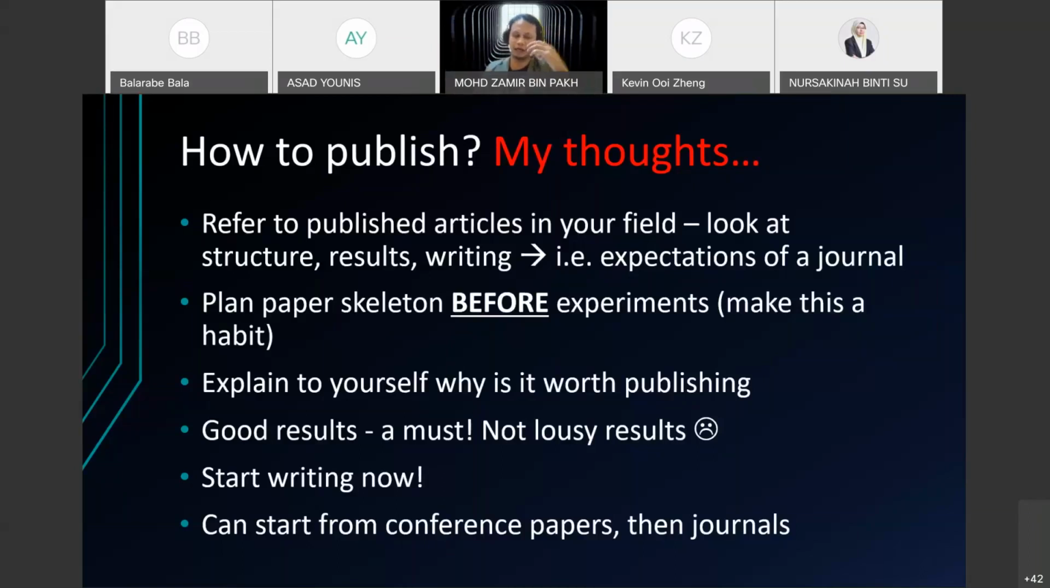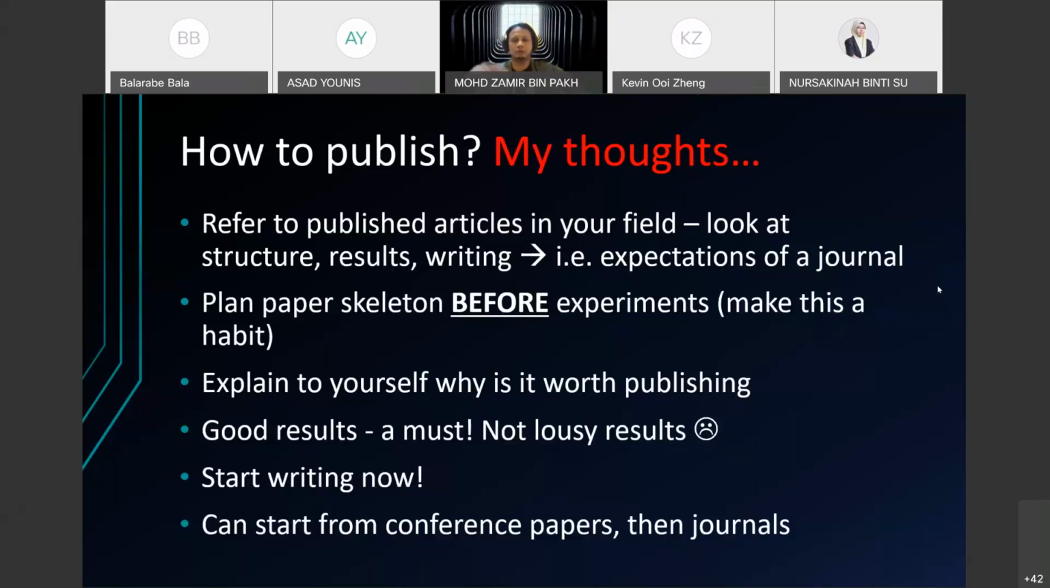I do the planning of the skeleton before experiments. Then I talk to my students and hear their feedback and their ideas, and then try to combine them, and then start the experimental design and get results, and then fill in the sections in the paper and see how it survives the reviewing process. Okay, so this is how I do it.